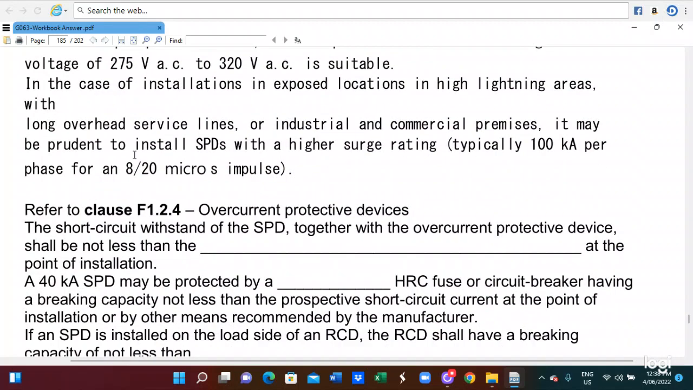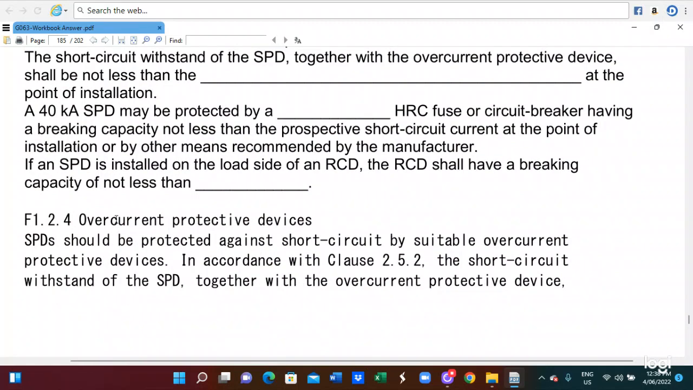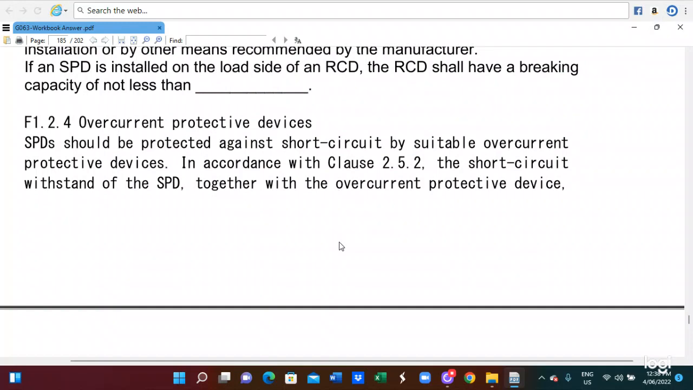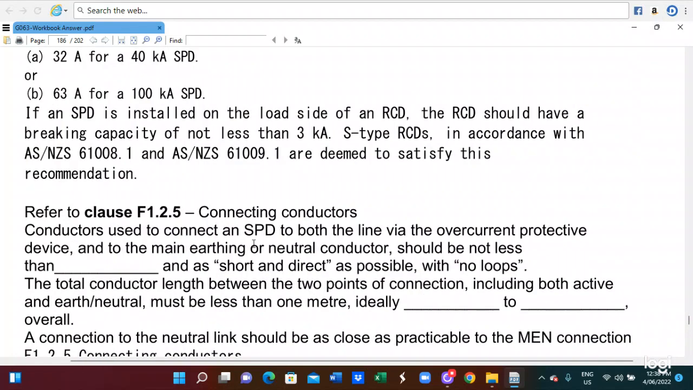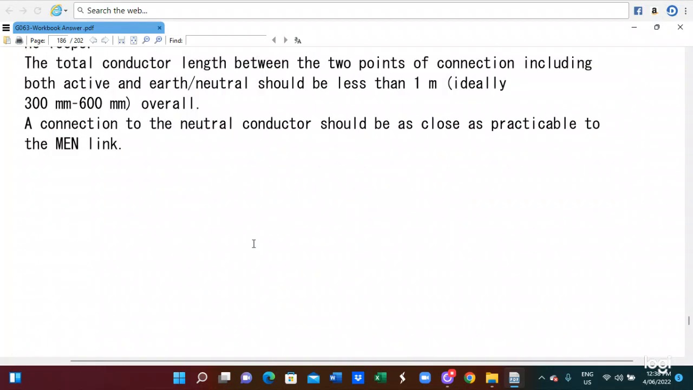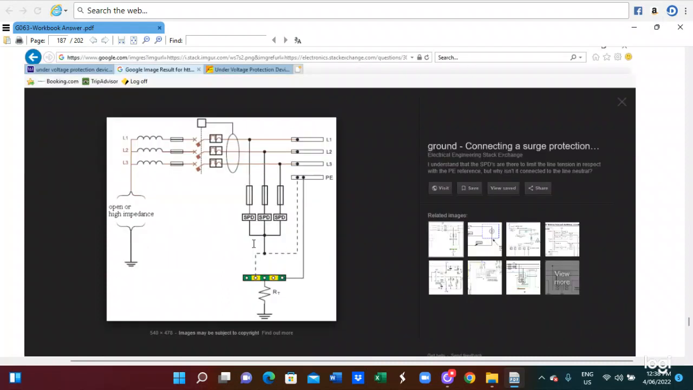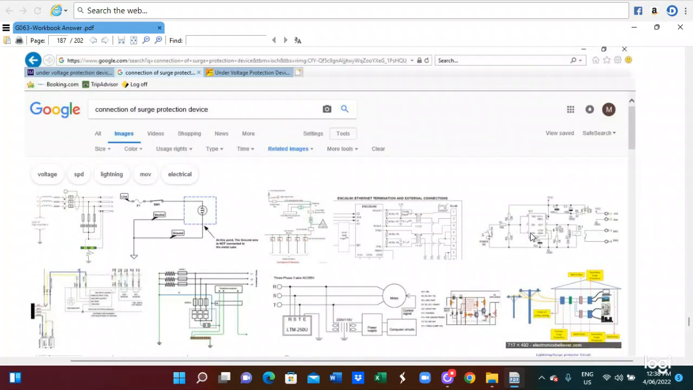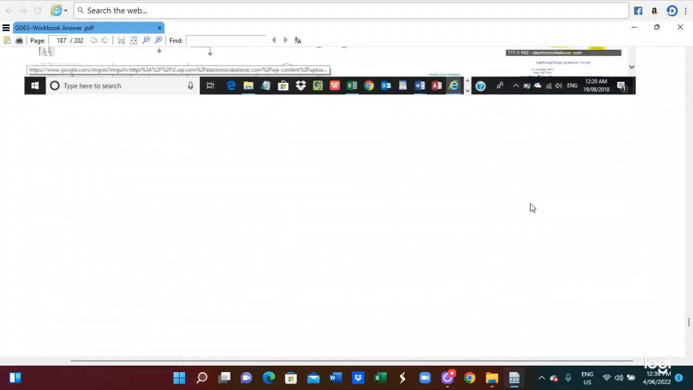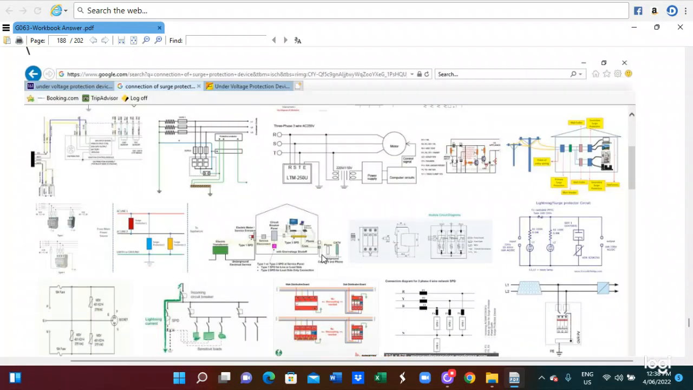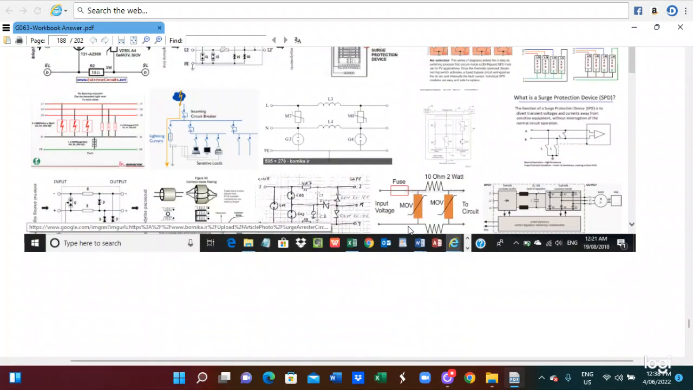Also clause 1.2.4, you also read through. Overcurrent protection devices, AS/NZS 3000, appendix 1.2.4, you also read it. And also 1.2.5, connecting conductor, you also read it. And this is for the connection diagram of the surge protection equipment. So this is the detailed connection diagram of the surge protection equipment.